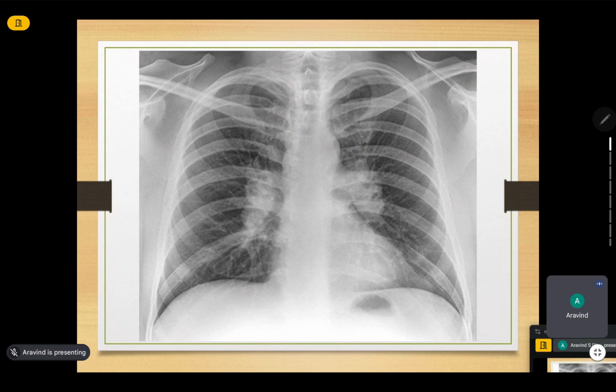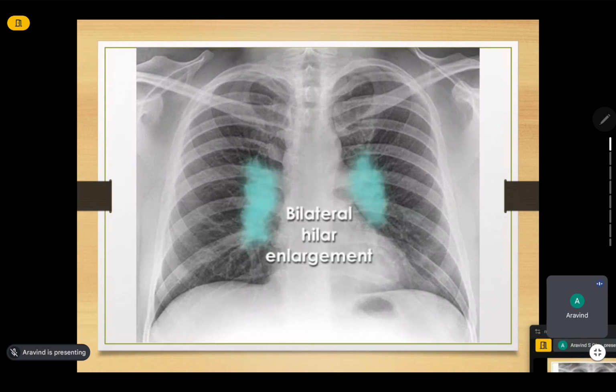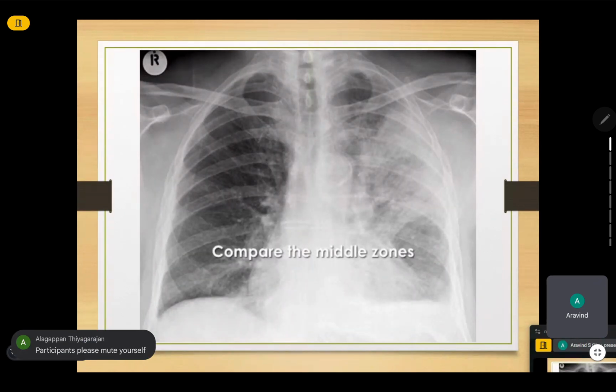Look at the hilum. Lymph nodes enlarged. Exactly. So there is hilar enlargement, bilateral hilar enlargement. Now in this X-ray, just compare the middle zones.